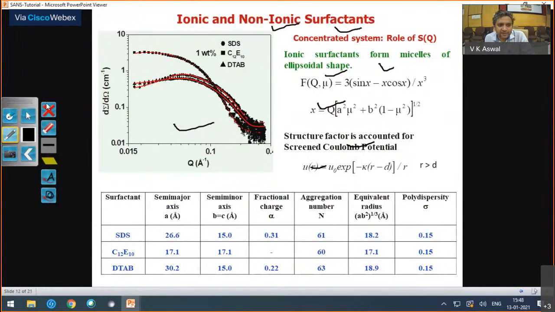Now I will quickly discuss the concentrated system. In the case of concentrated systems, we see this correlation peak. And concentrated means they are interacting with repulsive interactions. So we usually see this sort of peak, a correlation peak, which appears at q equal to 2 pi by d. D is the interparticle distance.